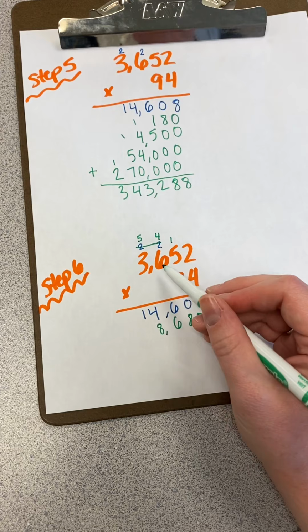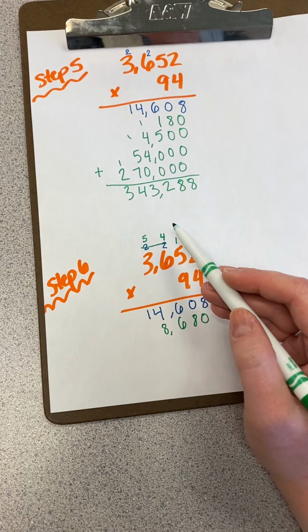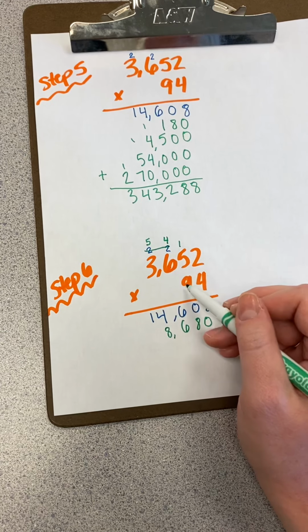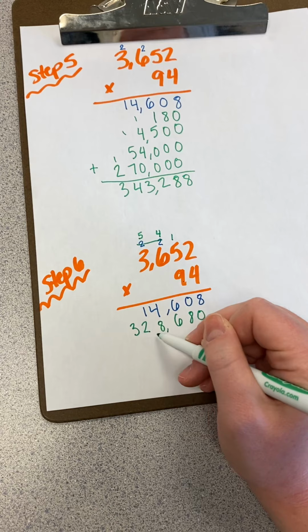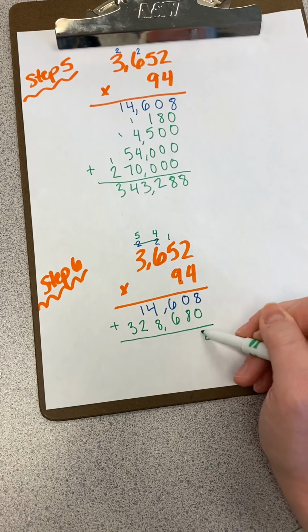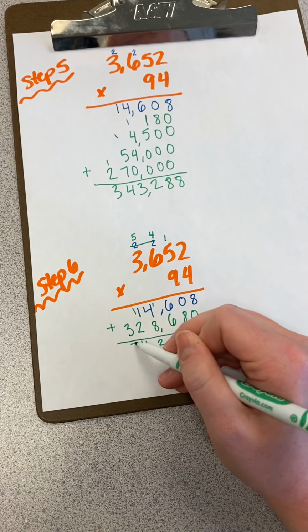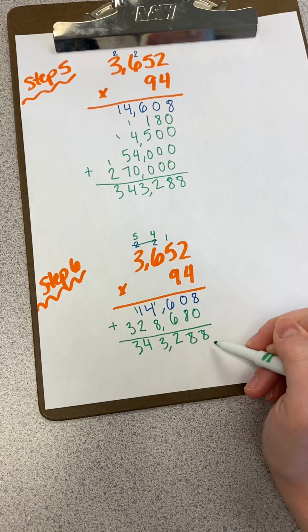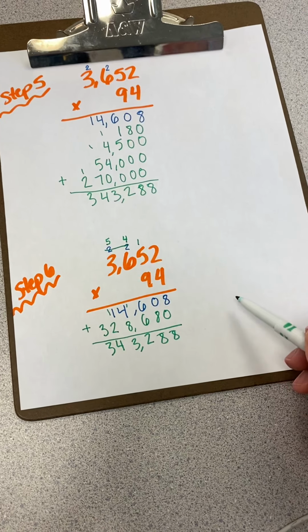9 times 3 is 27, and 5 more is 32, and so I'll have 32 ten thousands, which has a value of 320,000. So now I can add all of these together, and I get 343,288. And again, I should estimate to check to make sure my answer is reasonable.